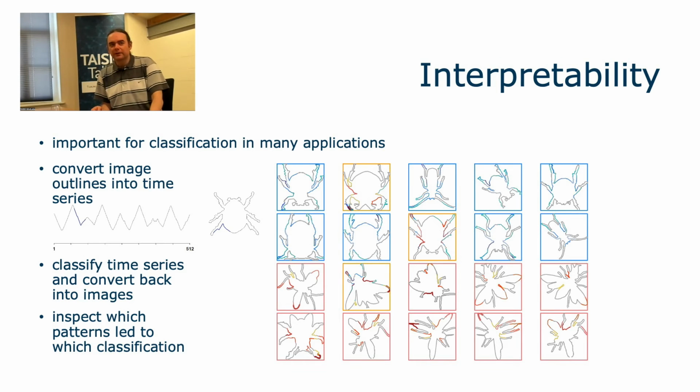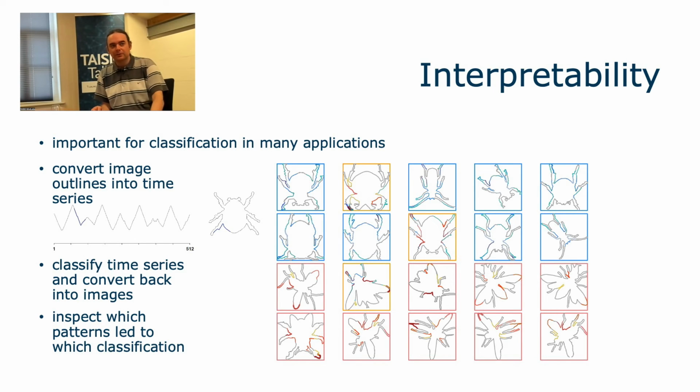A word about interpretability of our method, which is also important in classification, so that users of the algorithm also get some feedback on why a particular classification took place. I'm giving here back the example of beetles and flies. An interesting example because it also shows that what is at first glance not a time series can be turned into a time series.